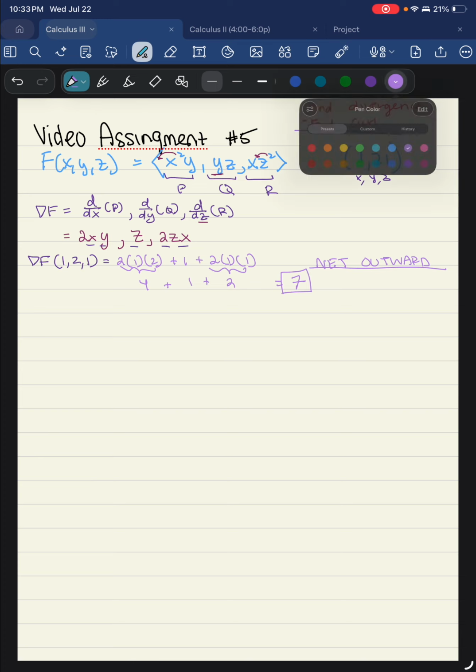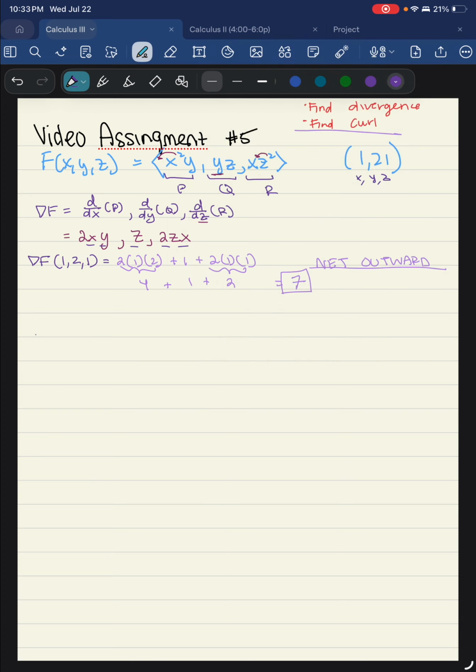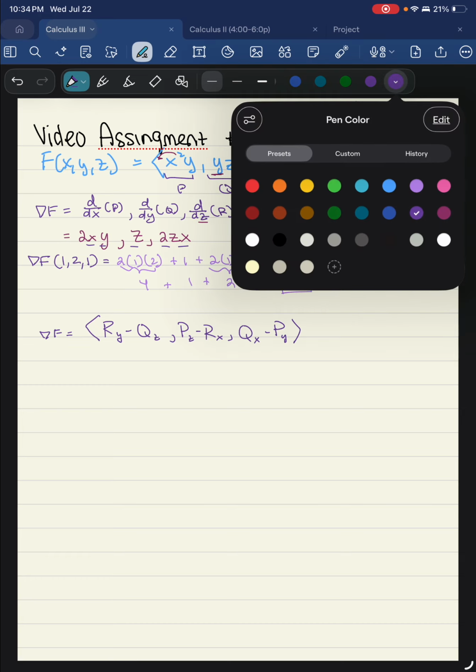Now, the second part is to find the curl. The curl equation is... finish writing it out. So the derivative of r with respect to y. I like writing it like this too. Doesn't matter. Okay.